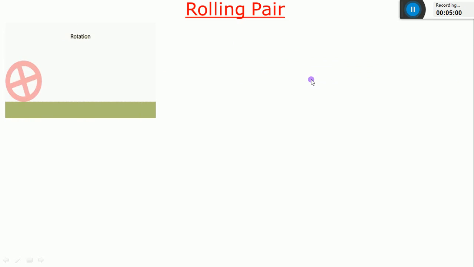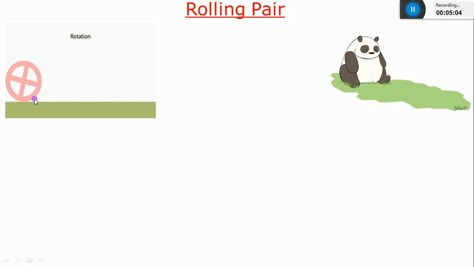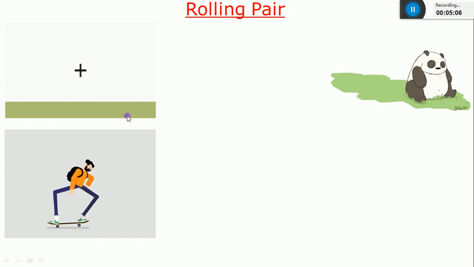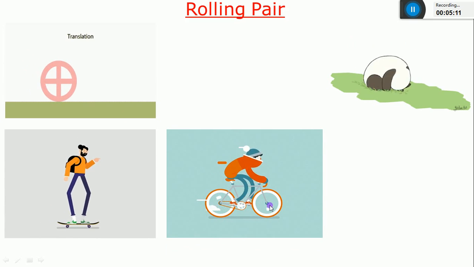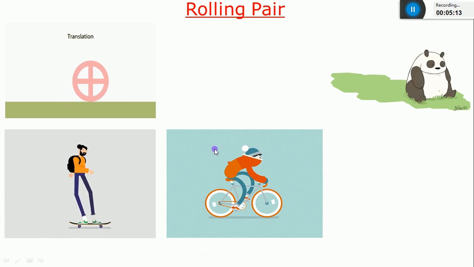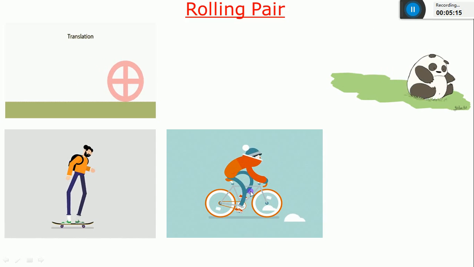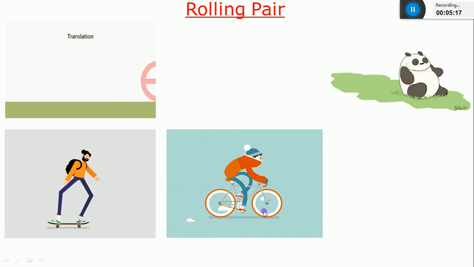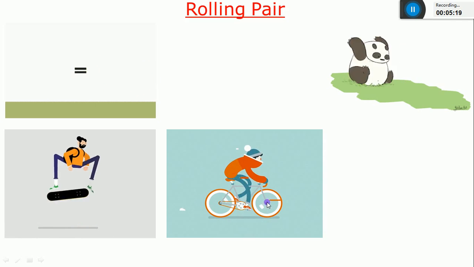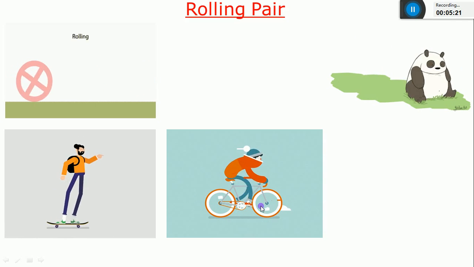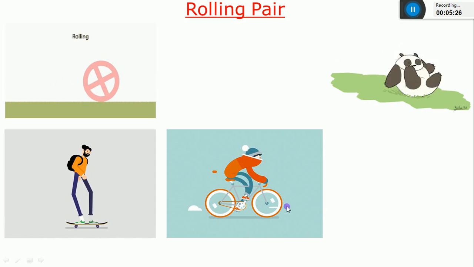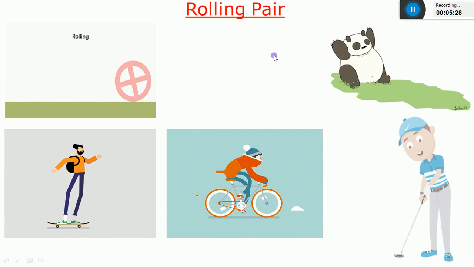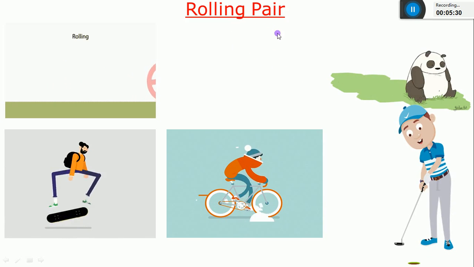Then we have considered the rolling pair, which is a combination of a rotary motion as well as a linear motion. Wherever you can see a turning motion as well as forward movement, you can consider a bike or a bicycle. The wheels are turning with respect to the axle or shaft axis, and also they are moving in a forward direction. There is a combination of both linear and rotary motion. Such a pair between two links I can call a rolling pair.